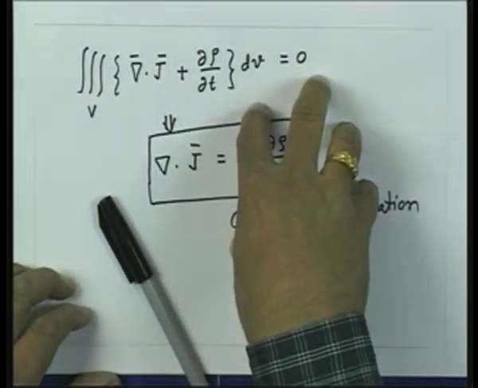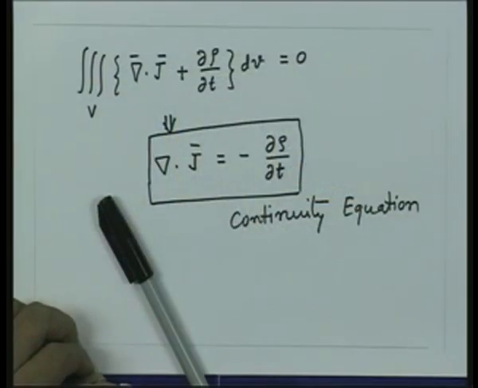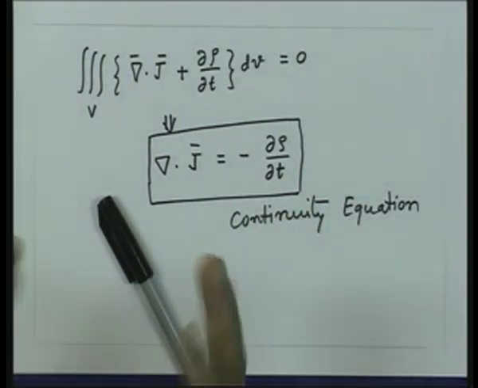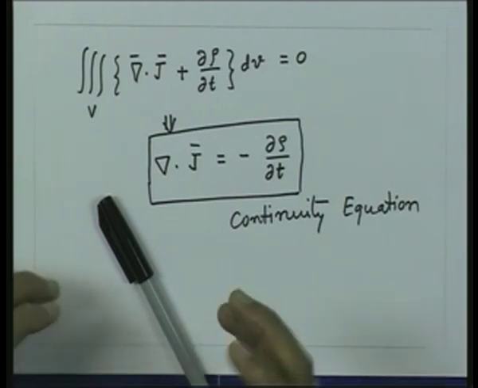If the charges are not changing inside the volume, then whatever charges are entering the volume must be leaving. So, the net charge inside the volume remains the same, and in that case the divergence of the conduction current density is equal to 0, because there is no net flow from this volume for the current. So, whenever we have time varying quantities in general, the continuity equation must be satisfied by the conduction current density and the charges.